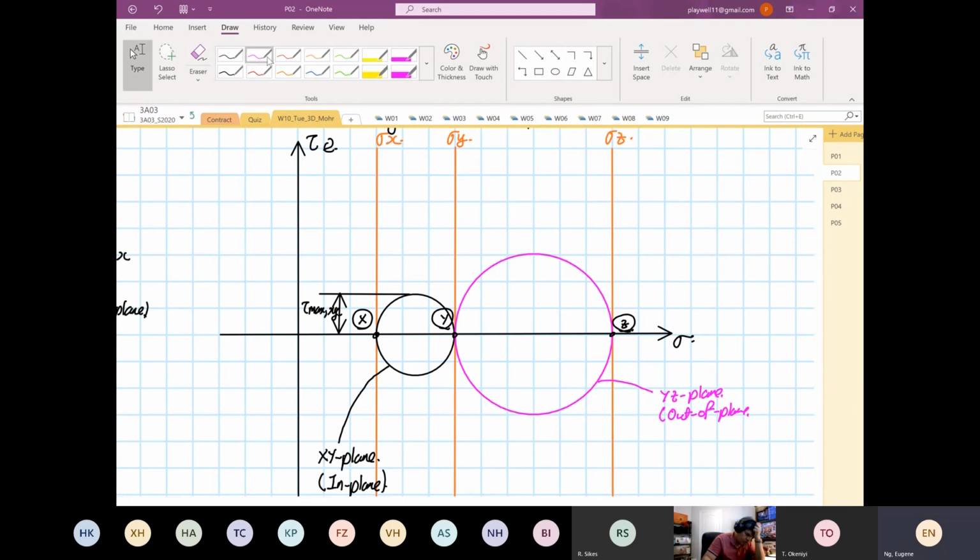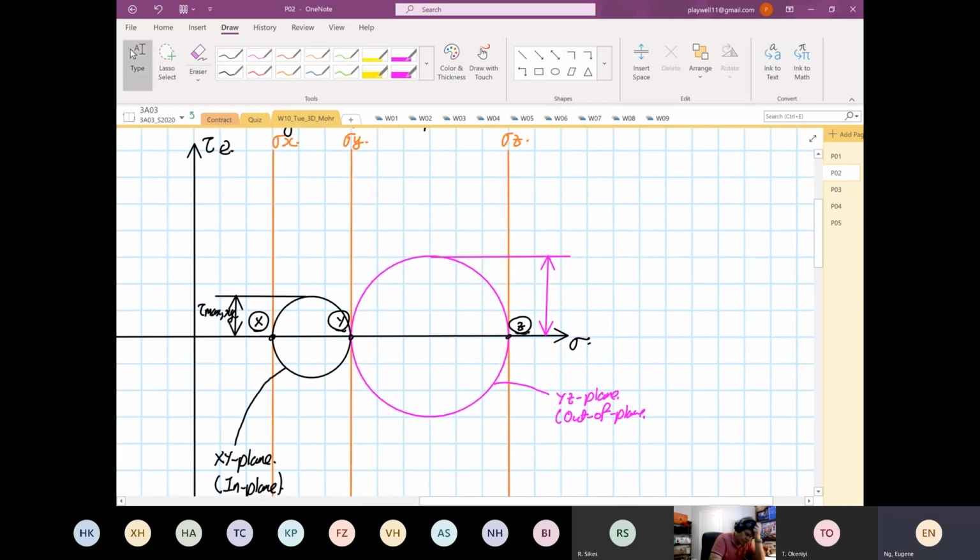And we will construct, so again, this is not your maximum. This is not the biggest circle you see. So this will be your shear max. And this is your YZ plane, right? And then the last circle, which is the biggest one, as you can see, 3.